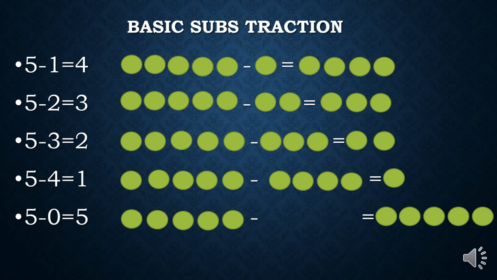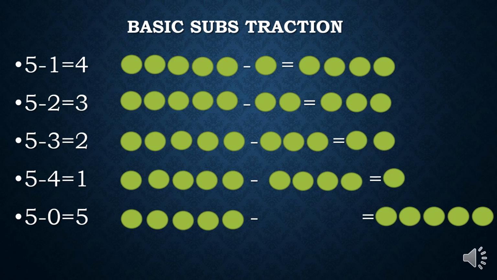5 minus 2 is equal to 3. 1 circle, second circle, third circle, fourth circle, fifth circle, minus 2 circles will remain with 3 circles.